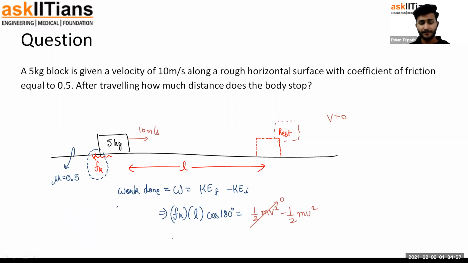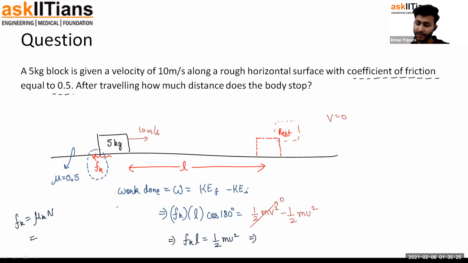This means Fk into L is equal to half mu square, because cos 180 degrees is minus 1, and the minus on the right and minus on the left get cancelled. And you know the value of kinetic friction also. That is the coefficient of kinetic friction multiplied by normal reaction. Now see guys, here only one coefficient of friction is given, 0.5. So which one is it? Static or kinetic?